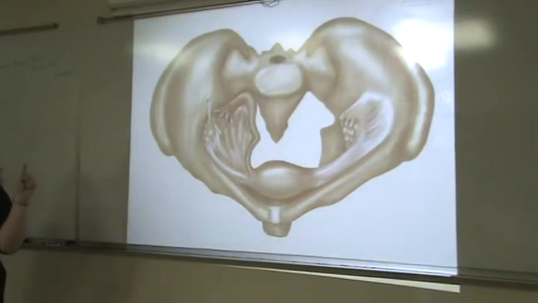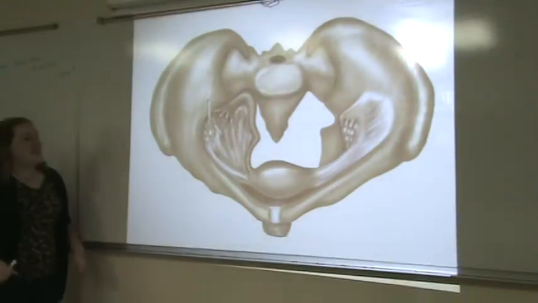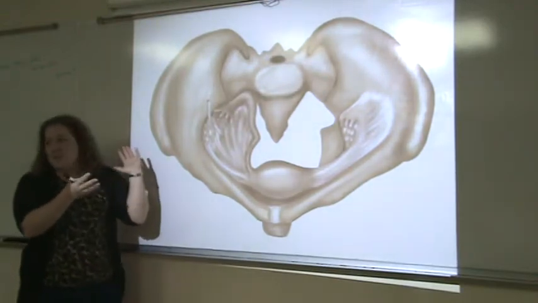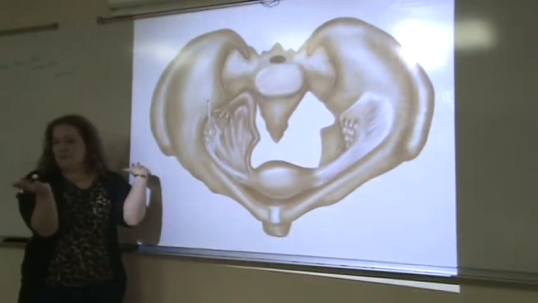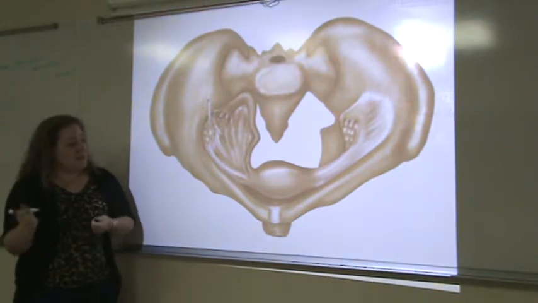So number one, is this a man or a woman? This is a female pelvis. What tips you off that it is? Ovaries. Ovaries help. If you were to look at the 3D shape of the pelvis, the female one is wider and broader as well.